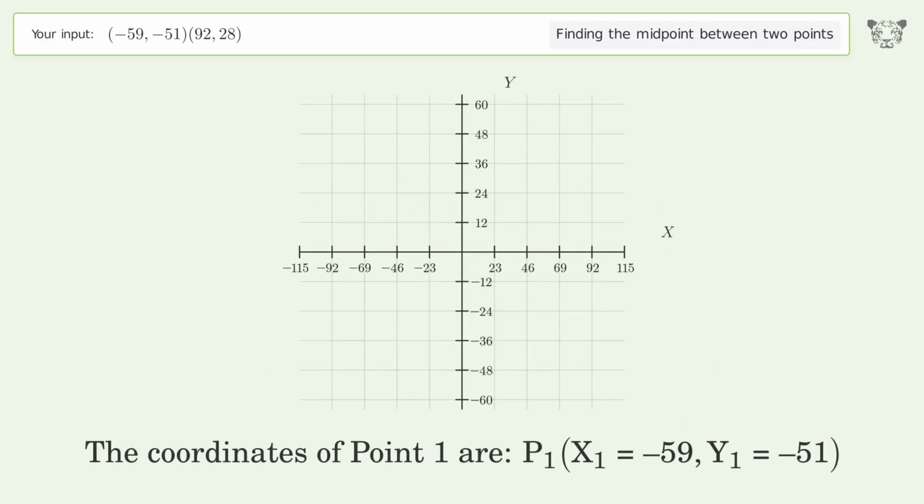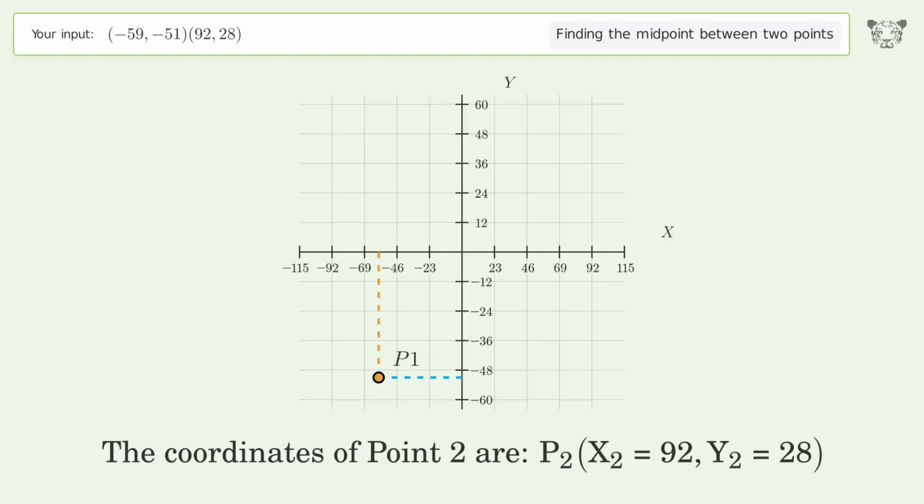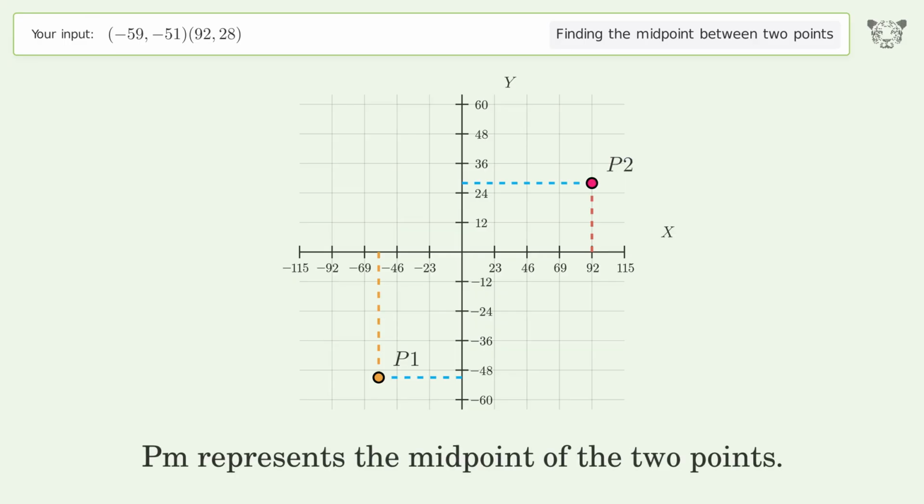The coordinates of point 1 are, x1 equals negative 59, y1 equals negative 51. The coordinates of point 2 are, x2 equals 92, y2 equals 28. PM represents the midpoint of the 2 points.